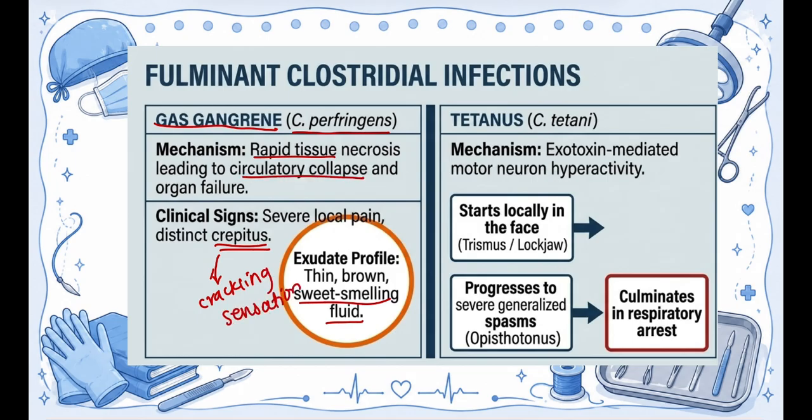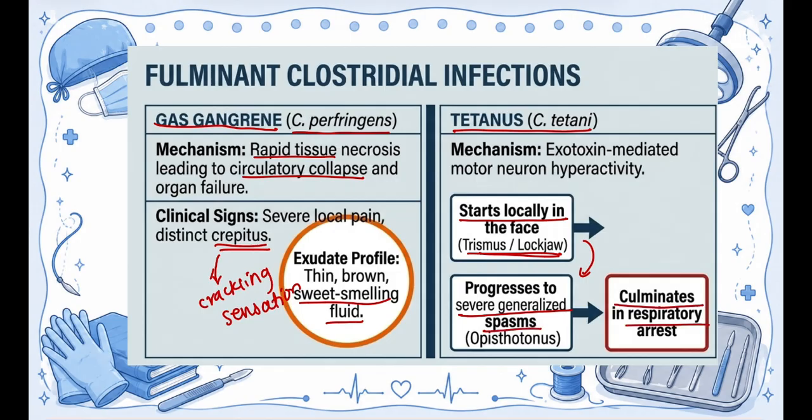Another one is tetanus. This is driven by the Clostridium tetani toxin, and it causes severe motor spasms. It usually starts locally as lockjaw in the face, but it quickly progresses to severe, generalized spasms across the whole body, which can culminate in total respiratory arrest.